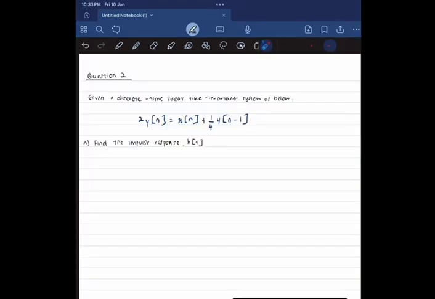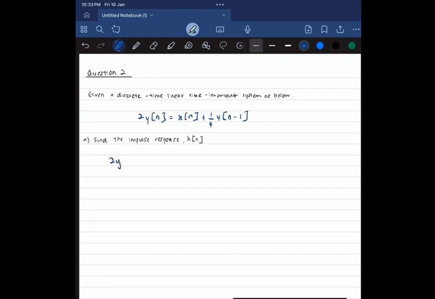Alright, so we're going to question 2. Question 2: given a discrete time linear time invariant system as below, 2yn equals xn plus 1 over 4 yn minus 1. First question A, find the impulse response Hn.